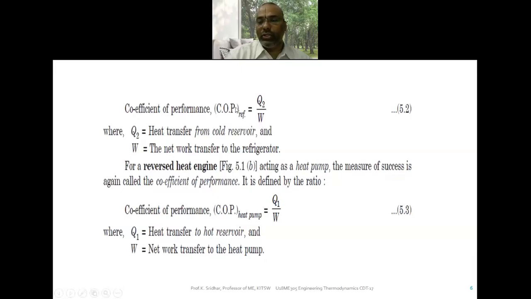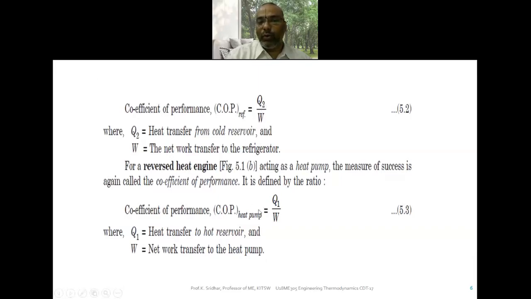So generally, the COP is nothing but the desired effect divided by work input. In the case of a refrigerator, the desired effect is the refrigeration effect or the cooling effect, that is Q2. Q2 amount of heat is taken from the evaporator, so the cooling effect obtained here is Q2. So Q2 by W, that is the COP of a refrigerator.